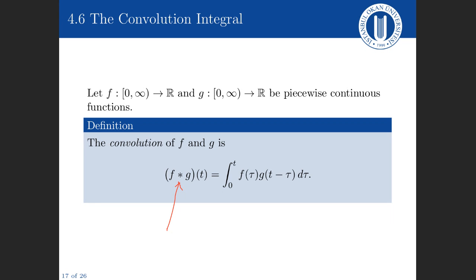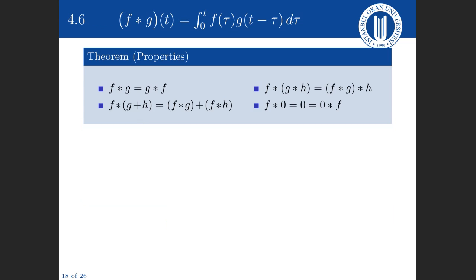The convolution of f and g is the integral from 0 to t of, we need a new variable, I'm using the Greek letter tau, but we could use any letter here, f of tau g of t minus tau d tau. I'm going to put this at the top of the page because we'll be using this formula.